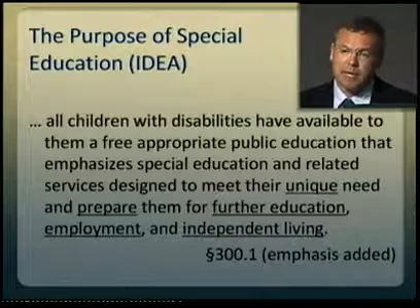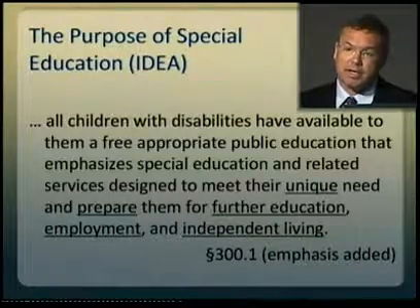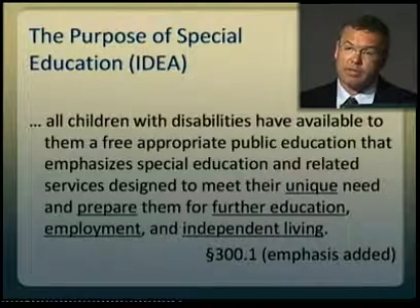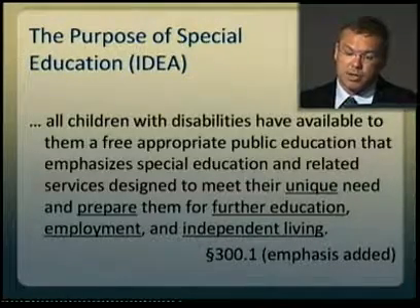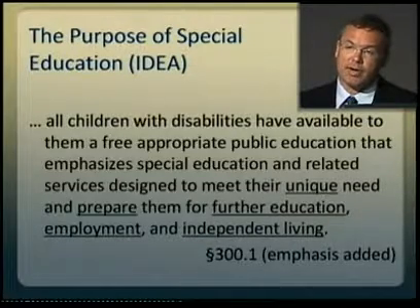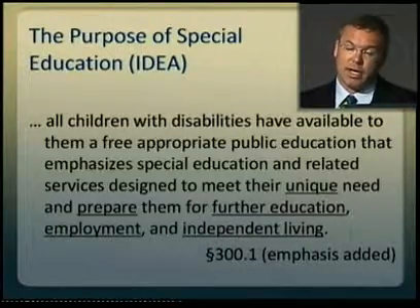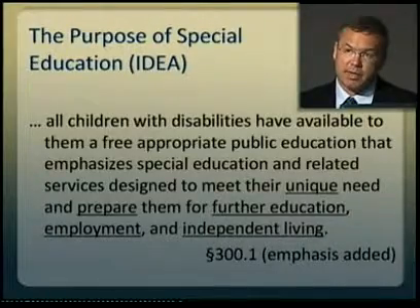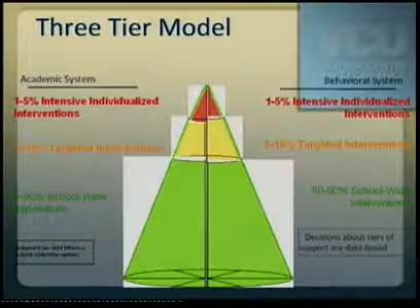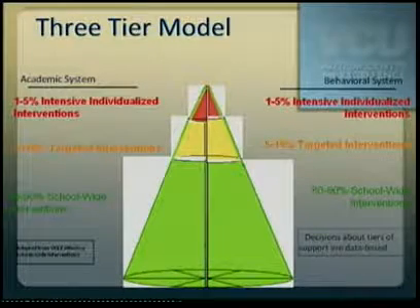Again, I put this slide back in to emphasize that we must meet the unique needs and prepare them for further education, employment, and independent living. So as we go through this process, and we're talking about the comprehensive autism planning system, what we're going to do is try to look at the implementation that we just talked about that is needed, and the ability to transition that. So we look at the three-tier models.